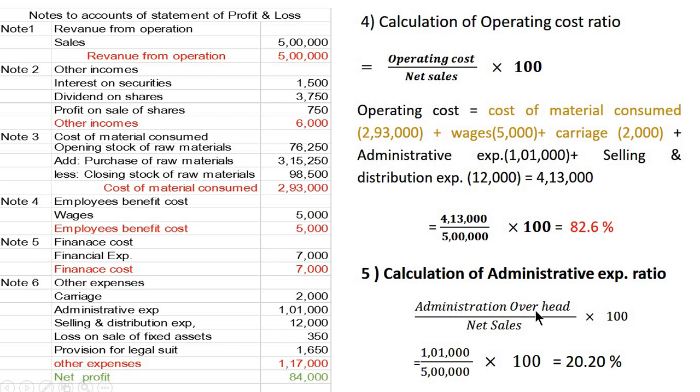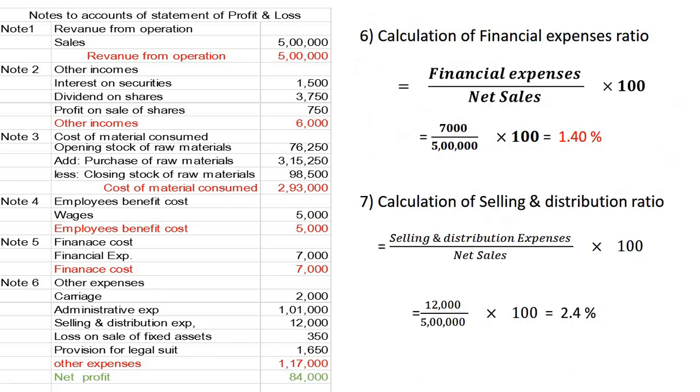And the fifth one is calculation of administrative expenses ratio. The formula is administration overhead divided by net sales. Here administration expenses given 1,01,000 rupees and divided by sales 5 lakh rupees and multiplied with 100. The answer of administrative expenses ratio is 20.20%. The sixth, calculation of financial expenses ratio. The financial expenses divided by net sales is the formula and multiplied with the 100. Financial expenses given in this problem is 7,000 rupees and net sales is 5 lakh rupees and multiplied with the 100. The answer of financial expenses ratio is 1.40%.